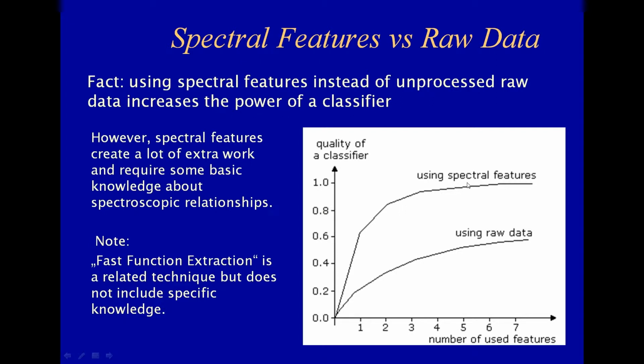So you see that using spectral features tremendously speeds up the build of a classifier, or on the other hand, if you have a constant and fixed number of spectral features or raw data to use, then you immediately see that using a fixed number of features creates a much better classifier in the case you are using features instead of raw data.